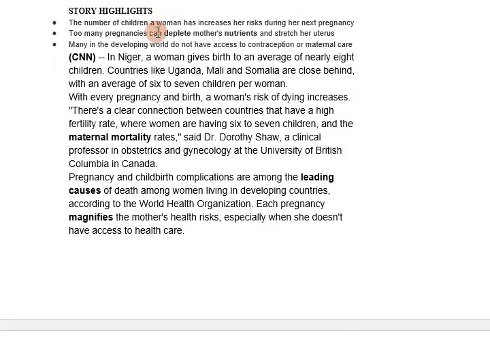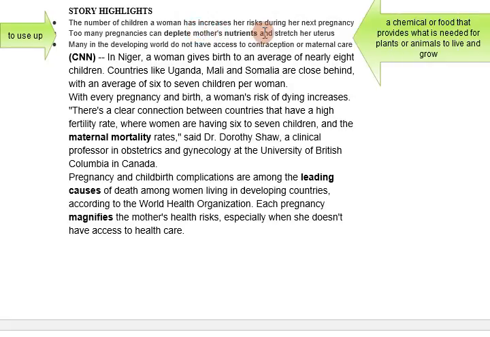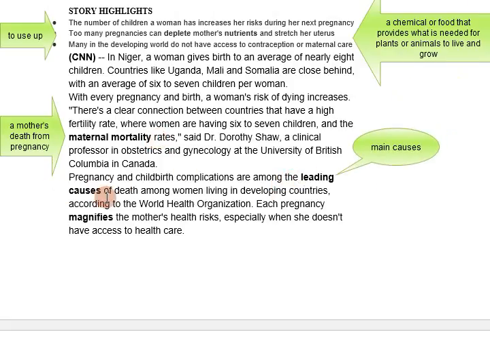Our first word is deplete, which means to use up. Nutrients are a chemical or food that provides what is needed for plants or animals to live and grow. Maternal mortality is a mother's death from pregnancy. Leading causes are main causes, and magnifies means to make bigger.